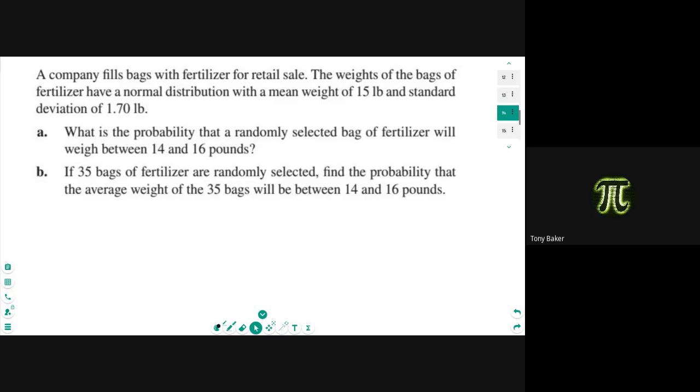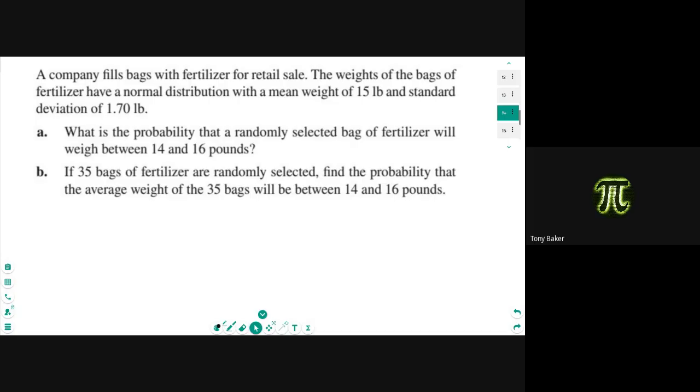So let's look at this one. A fertilizer company fills bags for retail sale. Bags of normal fertilizer have a distributed mean weight of 15 pounds and a standard deviation of 1.7 pounds. What's the probability that a randomly selected bag of fertilizer, just one, will be between 14 and 16 pounds? This is exactly what you did in your test.